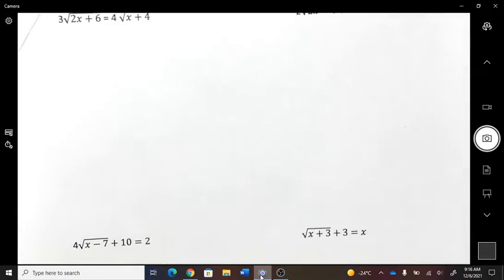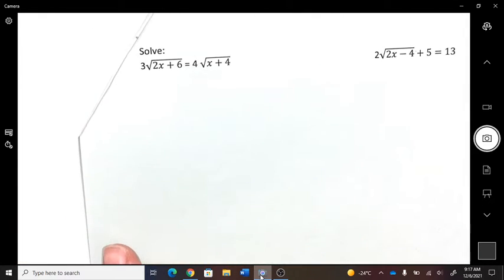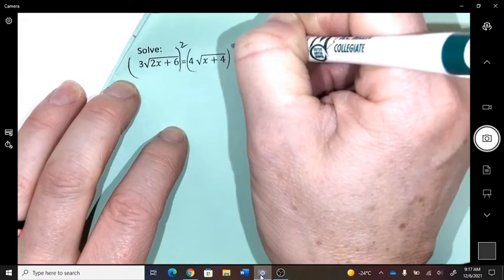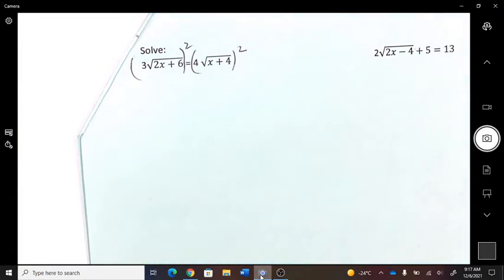Okay, solving equations. Number 1. What should we start with when we look at that equation? I think I'm going to square right away here. So I'm going to take this side and square it, and I'm going to take that side and square it. Because that's legit. When you do it to both sides, it's still good.